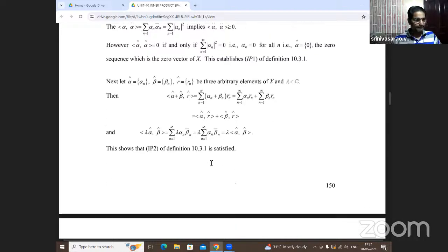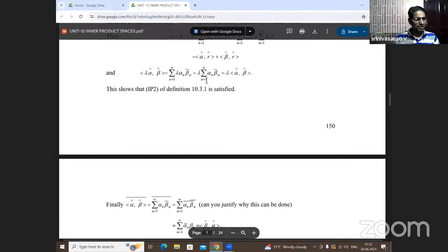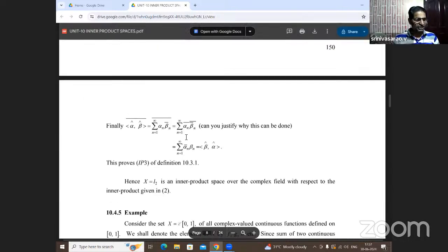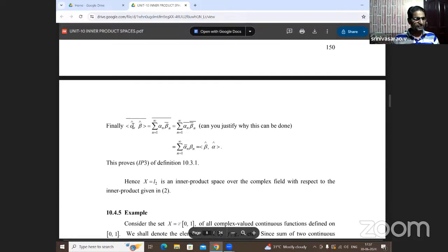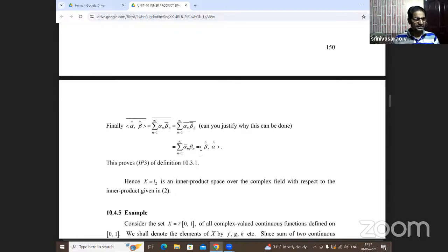The inner product of α plus β with respect to γ, and λα with respect to β, is λ times the inner product of α and β. And the conjugate symmetry also applies here. Why? Because the given elements are complex numbers. That's why the conjugate indicates α and β swapped in the inner product. So what is the value of this? The inner product of β and α. Now, the value of the inner product of α and β is summation of αn βn bar, and the conjugate is summation of conjugate of αn times conjugate of βn bar, which is summation of αn bar times conjugate of conjugate βn. The conjugate of a conjugate is simply βn. So this value is equivalent to the conjugate of the inner product of β and α.